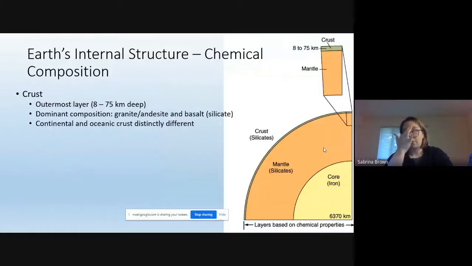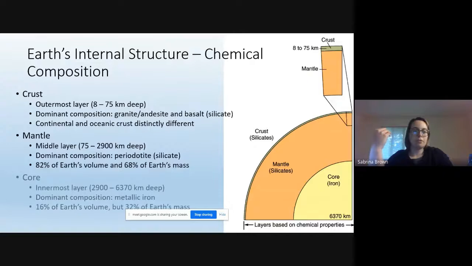So if we're talking about that internal structure based on chemical composition, the crust is the outermost layer. It's relatively thin compared to the entire size of the Earth. The dominant chemical composition of the crust is granitic and basaltic. So just things that have lots of silica in them. So these are lighter materials.